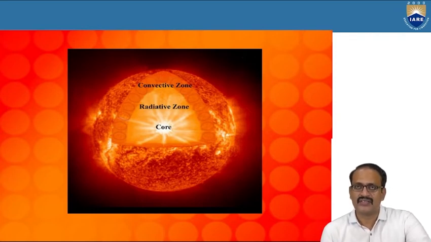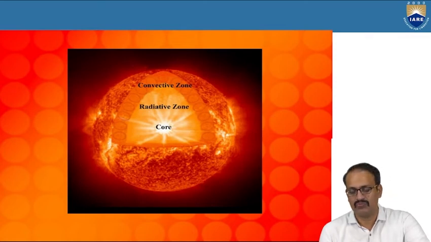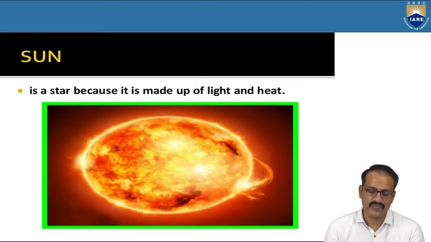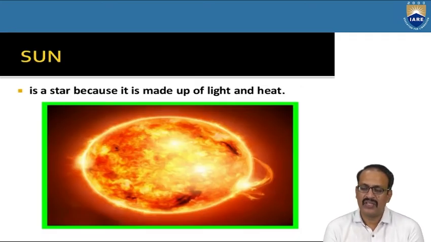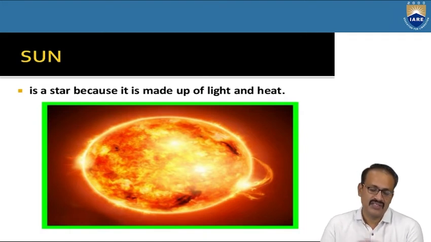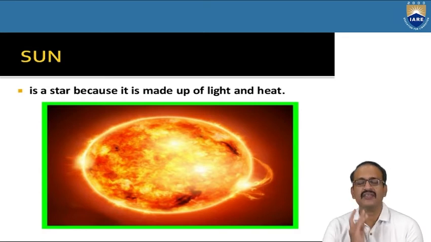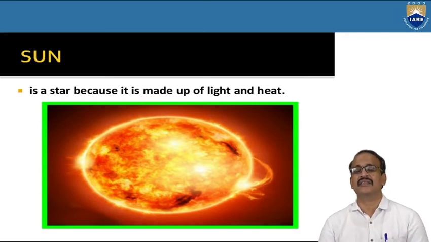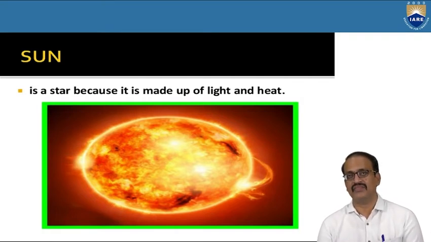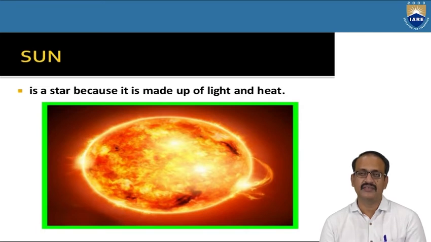And after the core, there is the radiative zone. And after that, the convective zone. So these are the different zones. In a single statement, if you want to say what the sun is, it is a star. It is the nearest star. It is made up of heat and light. In chemical terms, hydrogen and helium.